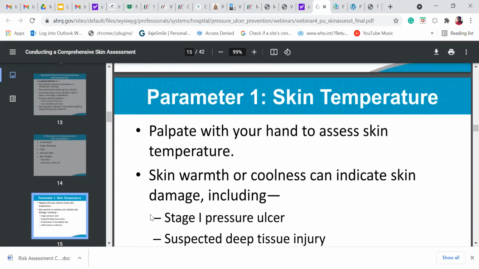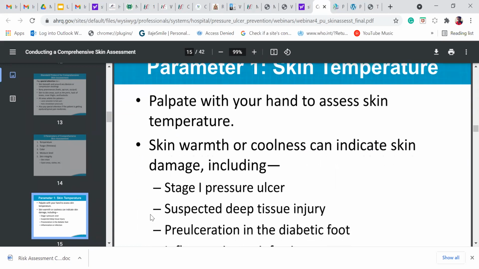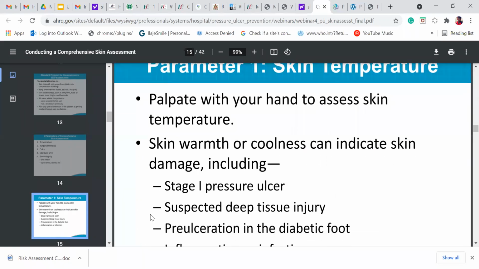So for the skin temperature, you need to palpate with your hand to assess the skin temperature. Is the skin warm? Is it cold? This can help you to indicate skin damage. So this includes when you're touching, especially if the skin is red, you might know the stage of the pressure sore. So if the redness is blanching and things like that, it might help you to determine, oh, this is a stage 1 pressure ulcer.